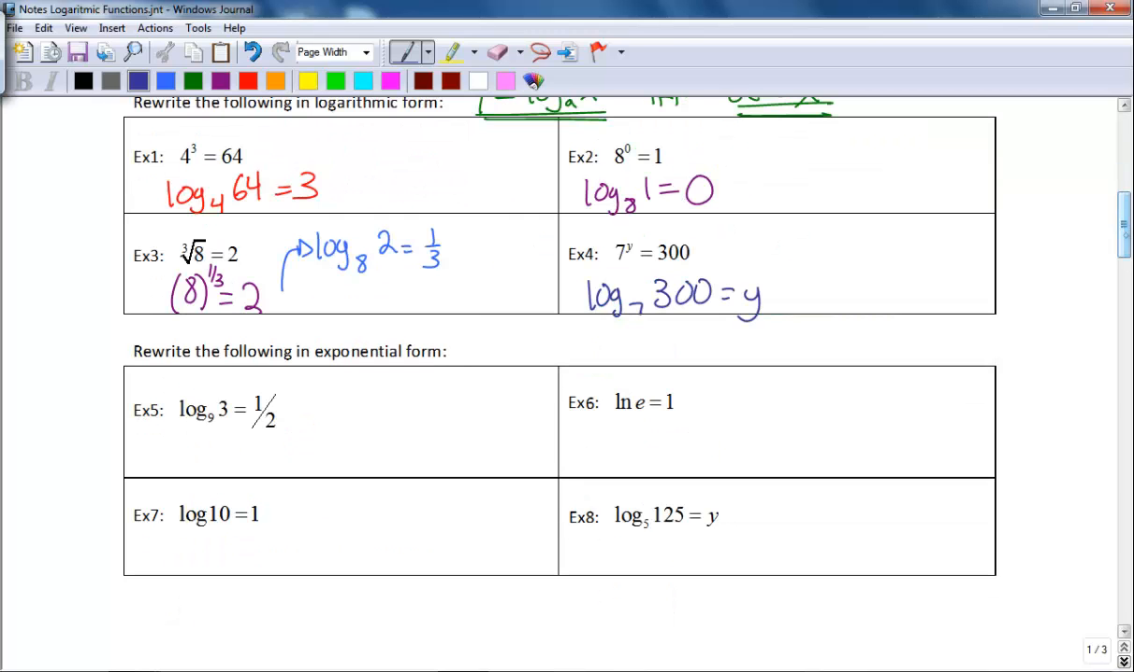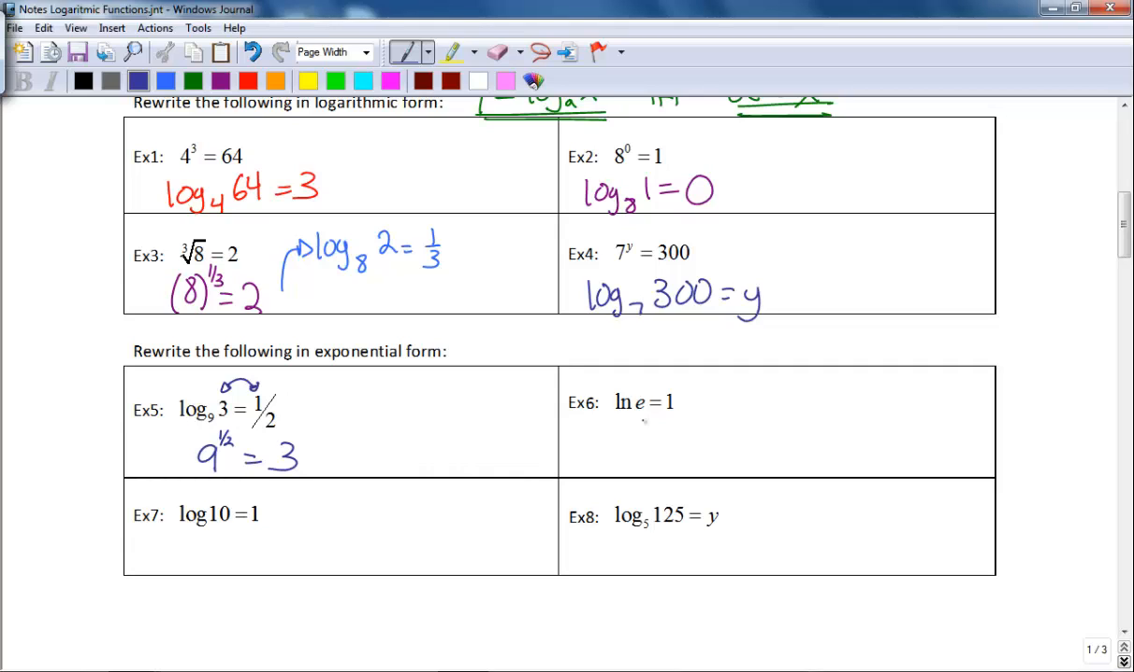The next 4 examples ask us to go the other way. It says take the logs and write them as exponentials. Now remember, when you're doing this, identify your base, switch the x and y. So let's try the first one. Log base 9 of 3 is equal to 1/2. Well, which one is the base? The base is 9. Now I need to switch. 1/2 goes as the exponent, 3 goes on the other side. So I switch those x and y, if you will. So these things get switched out. So 9 to the 1/2 is equal to 3.